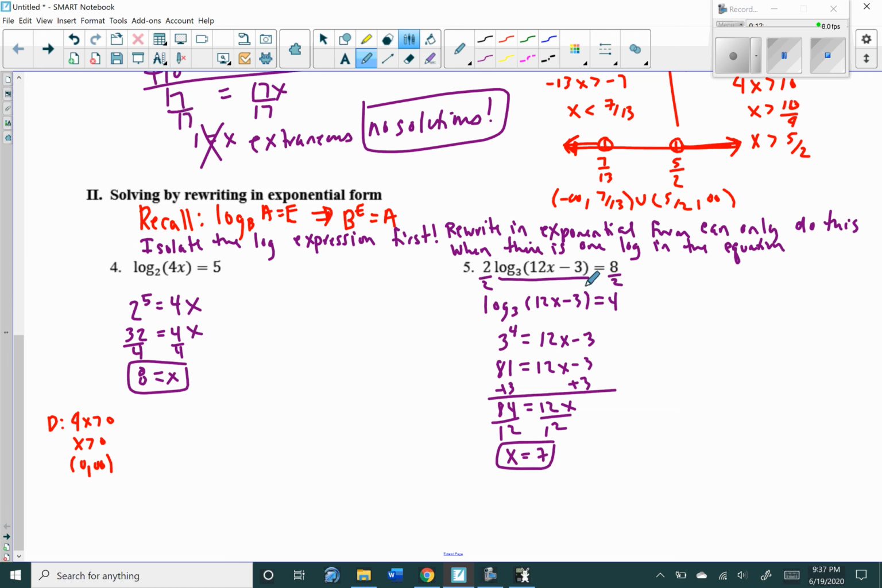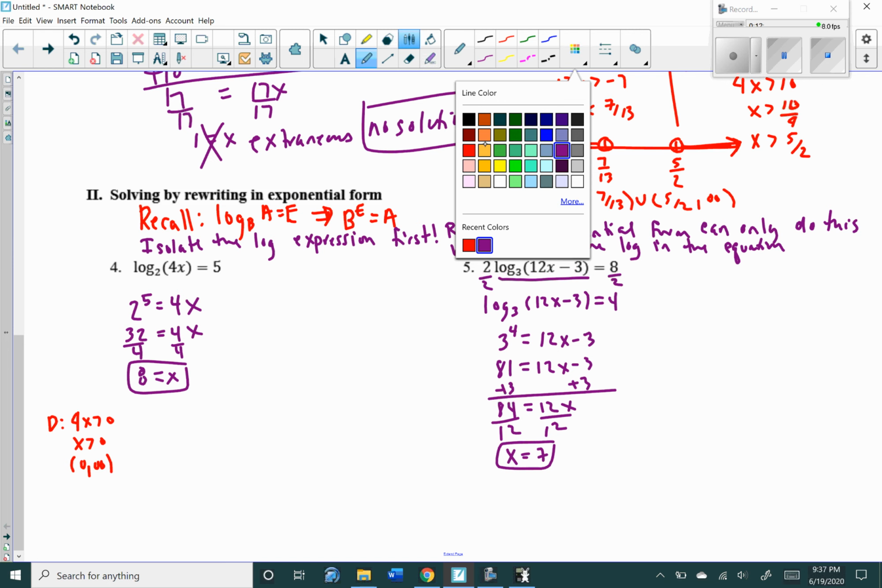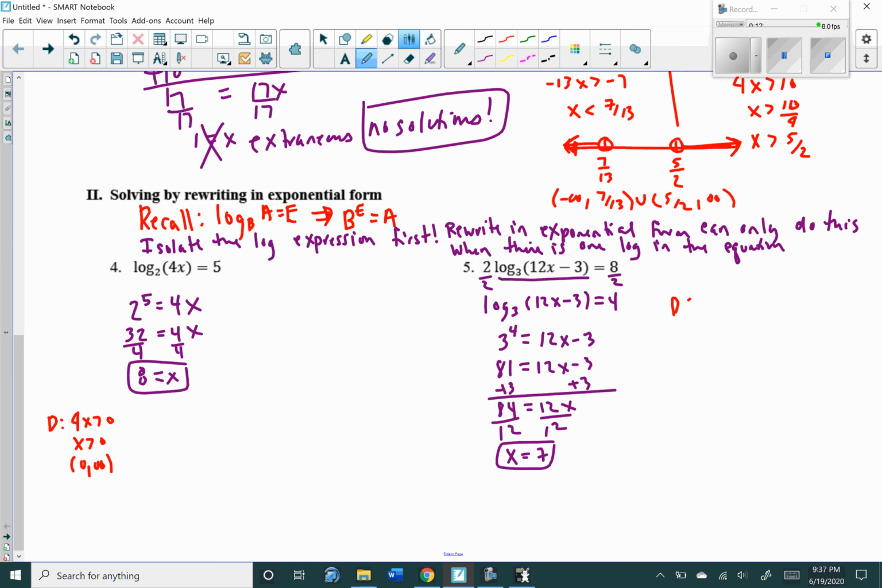So you can plug the 7 in to check, or you can use the domain to help you. So if I look at the domain, I'm looking at what I'm taking the log of. It has to be greater than 0. So 12x minus 3 has to be greater than 0. So 12x has to be greater than 3. Divide by 12. X has to be greater than 3 twelfths, which we know we can reduce because 3 goes into 3 and 3 goes into 12. 1/4. And so x has to be greater than 1/4 for the domain. So 1/4 to infinity. This is in the domain, therefore it checks out.